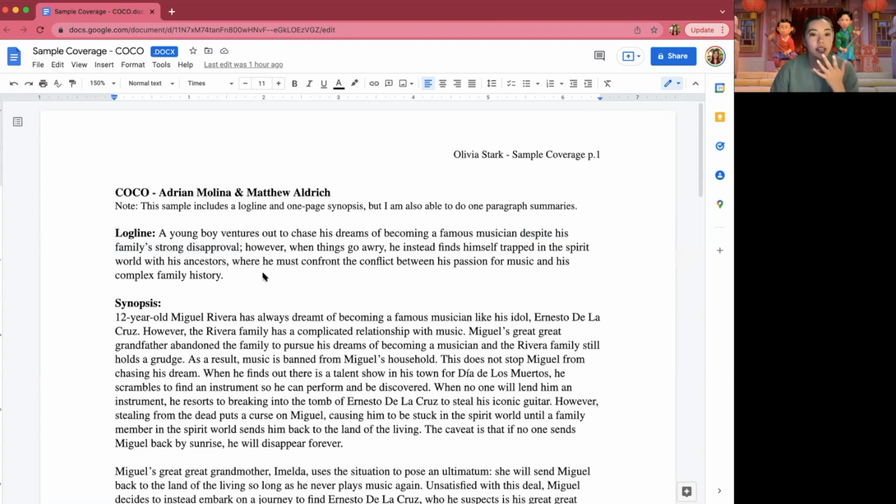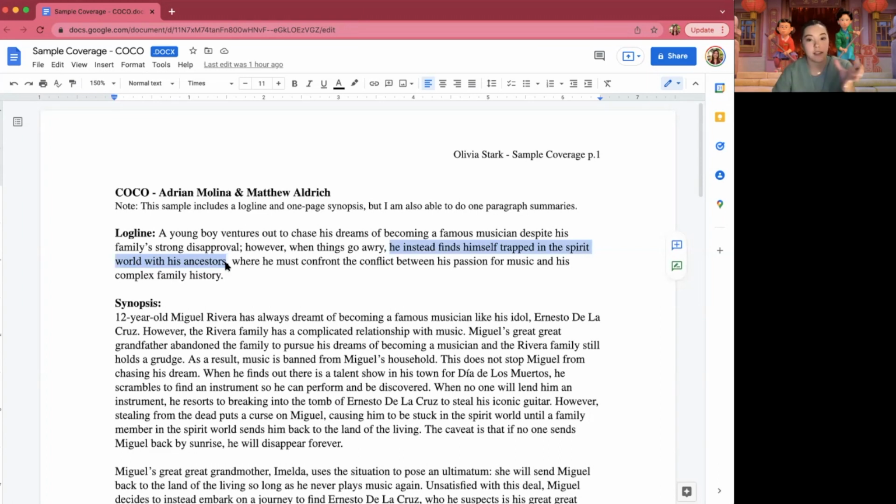And then in a log line, you generally don't need to give away what happens in the end. So I kind of just write a hint of the events that take place in Act 2 and 3. So that's this, when things go awry. You don't need to be very specific, but it's pretty important for Coco, right, to point out that he finds himself trapped in the spirit world with his ancestors. That's kind of like the inciting incident of the movie.